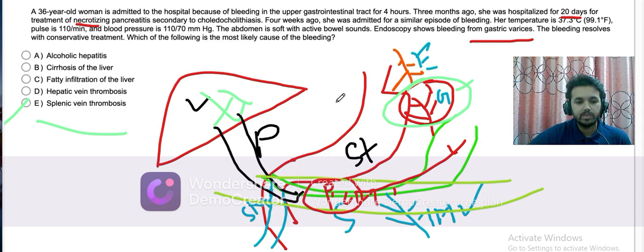So the correct answer is splenic vein thrombosis, and you should have the fundamental knowledge of how the portal vein is formed. If you have the knowledge, you can easily pick the right answer in the exam.